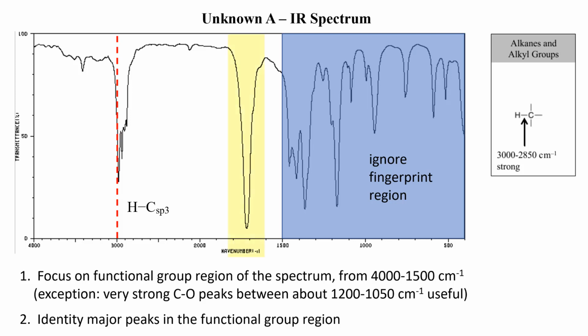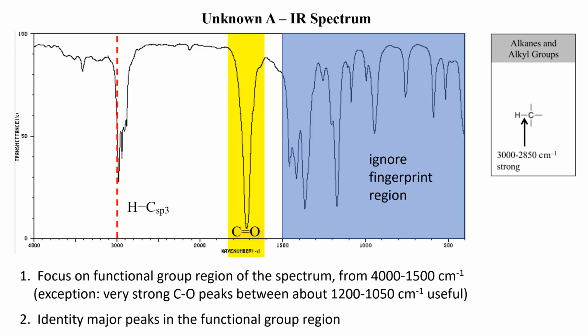There's one really large peak in the functional group region of this spectrum, and that sits around 1710 or so. If you take a look at the table of IR peak frequencies that I provided in a previous video, this could be 3 different carbonyl groups: aldehyde, ketone, and carboxylic acid.